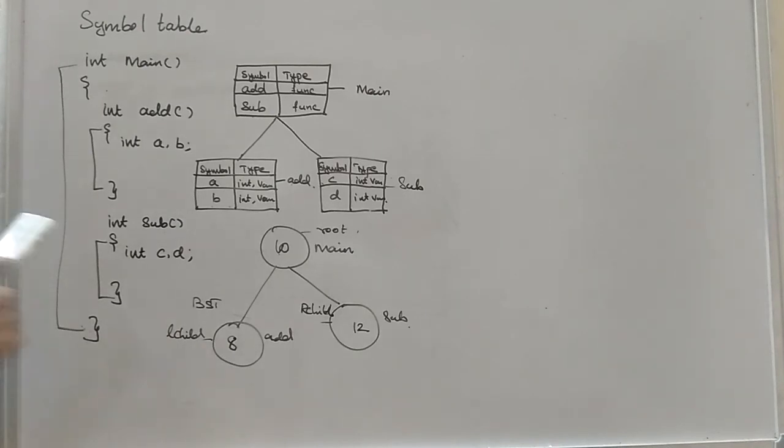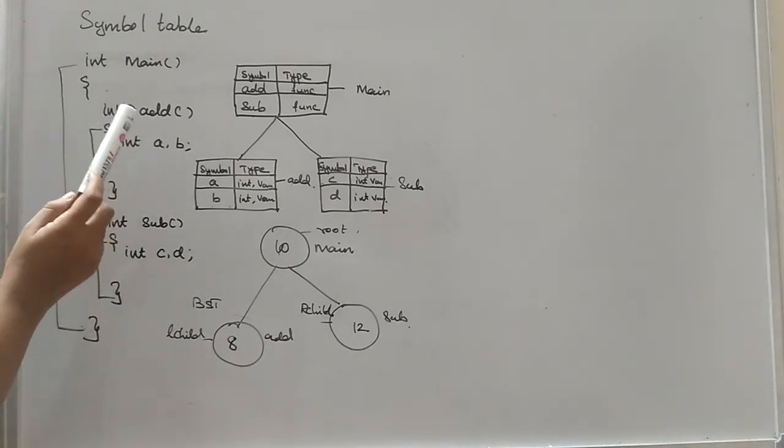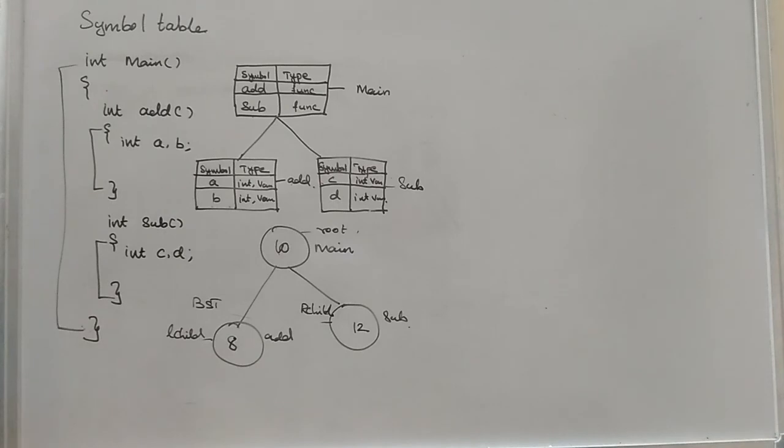Why we go for the binary search tree is that in order to search for a particular item easily, we can make use of the binary search tree. What's the relation between binary search tree and symbol table? We are going to implement the concept of symbol table with the help of a binary search tree, hash tables, and so on. I hope that you got a clear idea about how to draw the symbol table for your source code.